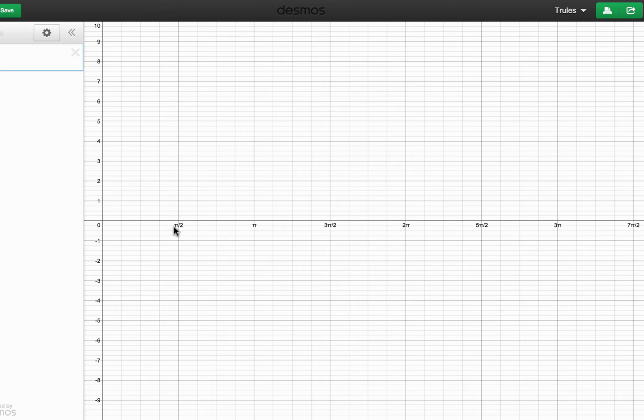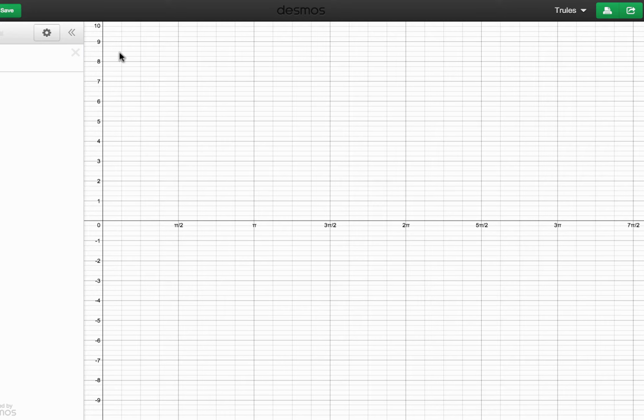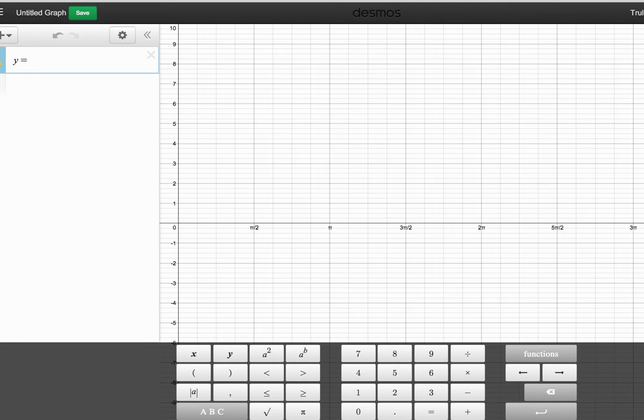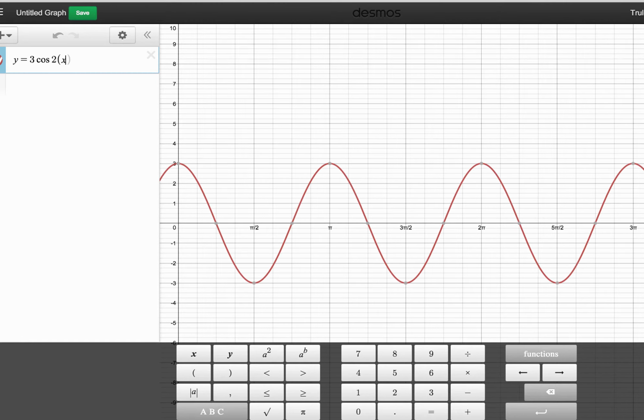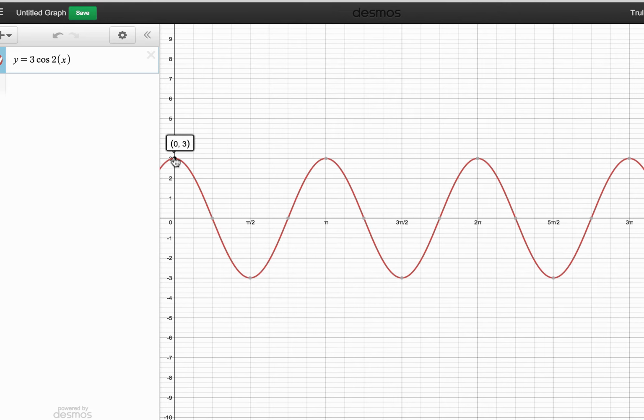So here over on Desmos, I have it set up. I came over here to my settings and I changed my settings, even though it changed it into decimals. I went by pi over 2 or 90 degrees. And then over here, I can type in y equals 3 cosine 2x. And there's my graph. And I can clearly see that I'm up here at 3. I'm down here at 3. There's my complete wave. There's 1 in 180. And then here's my second one in 2 pi.